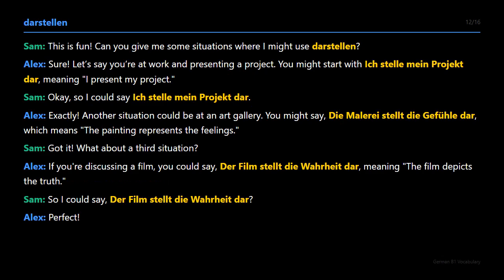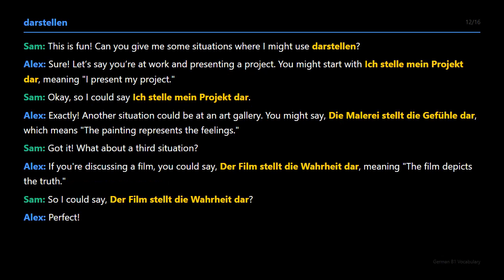Exactly. Another situation could be at an art gallery. You might say, Die Malerei stellt die Gefühle dar, which means the painting represents the feelings. Got it. What about a third situation? If you're discussing a film, you could say, Der Film stellt die Wahrheit dar, meaning the film depicts the truth. So I could say, Der Film stellt die Wahrheit dar.